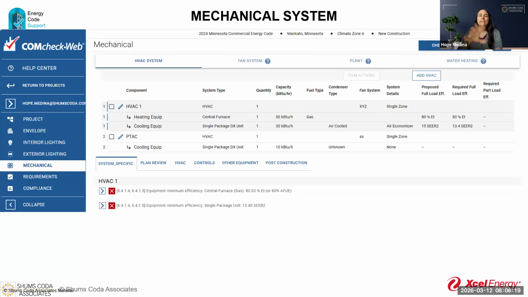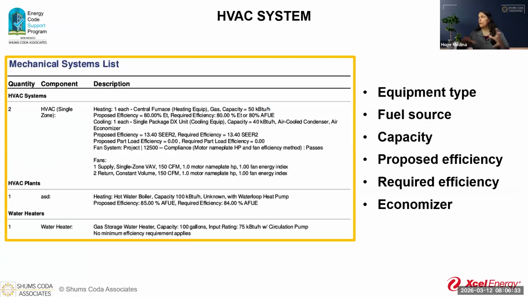Now, everything that you see here on this screen in COMcheck is ultimately going to produce a report, and you have the report available for you that I've uploaded into the chat here. And this obviously is not the full report, but it's blocking out some of the things.